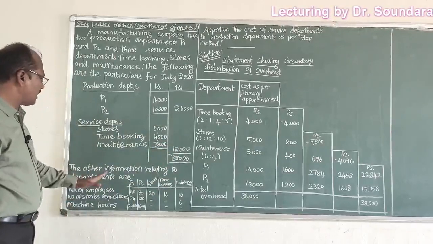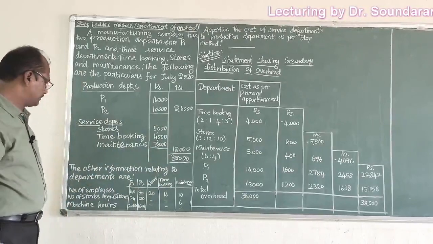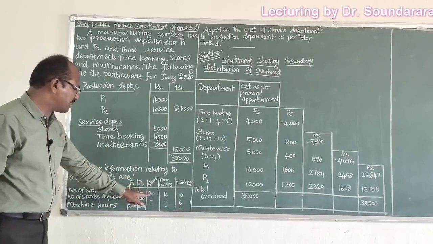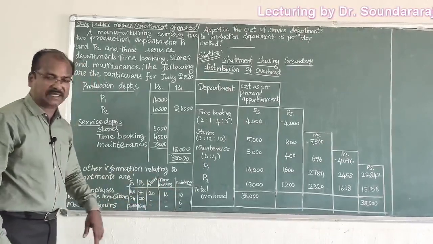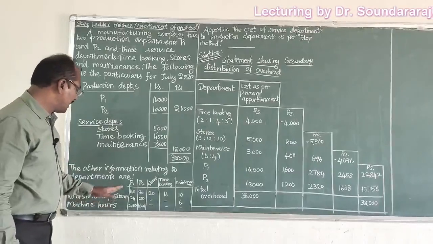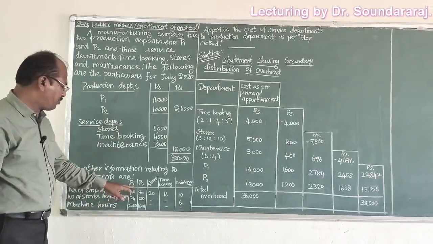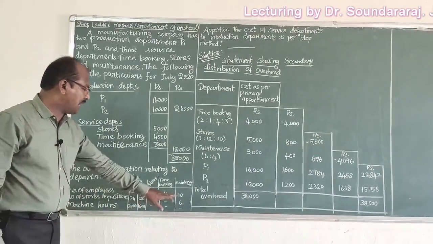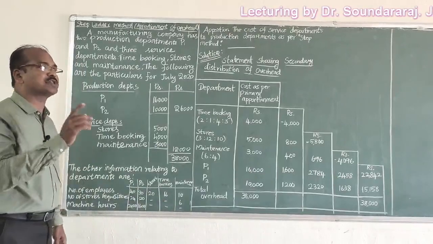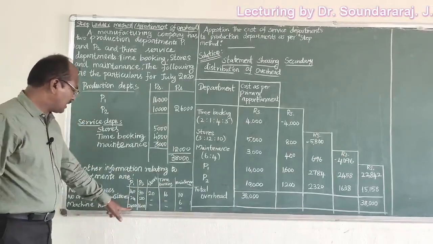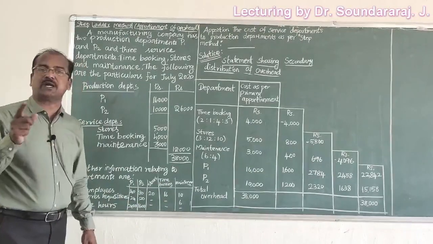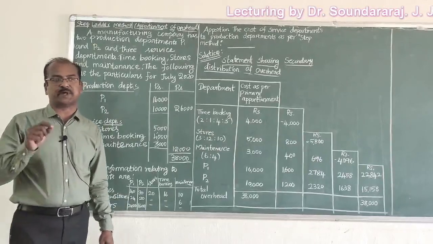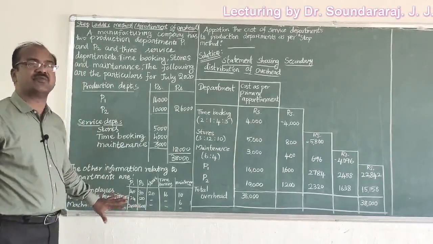Now, the other information relating to departments are number of employees for P1 40, for P2 30, for stores department 20, for time booking 16, for maintenance it is 10. Then number of stores requisitions made by the departments. P1 has made 24 requisitions, P2 has made 20 requisitions, and maintenance has made 6 stores requisitions. Then machine hours that are given only for the production departments P1 and P2, they are 2,400 and 1,600 hours respectively. These are all certain bases given in the problem.